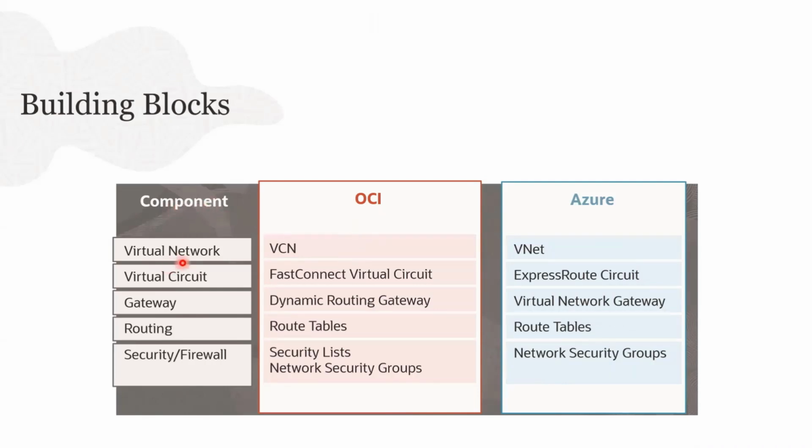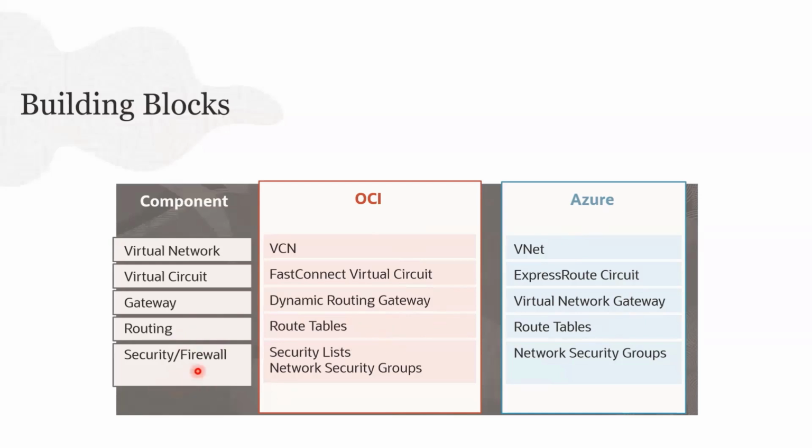Now, if we look at the virtual network component, on the OCI side, there is a virtual cloud network, and on the Azure side, there is a virtual network. From a virtual circuit standpoint, in OCI, there is a Fast Connect virtual circuit. On the Azure side, there is an Express Route circuit. When it comes to gateway, on the OCI side, there is a dynamic routing gateway, and on the Azure side, there is a virtual network gateway. Similarly, for the routing, there are route tables in OCI and Microsoft Azure.